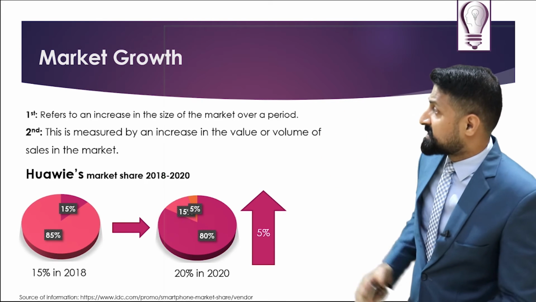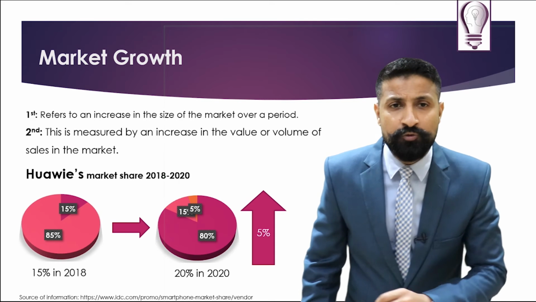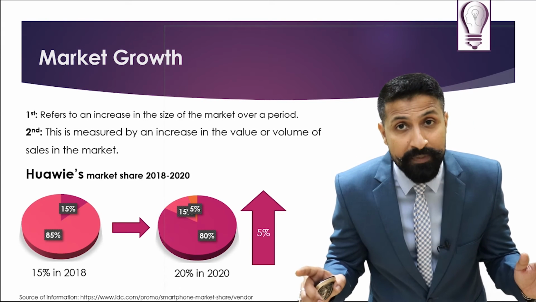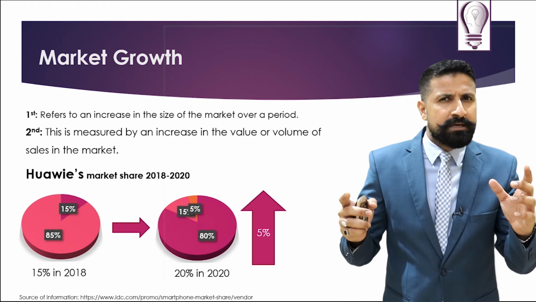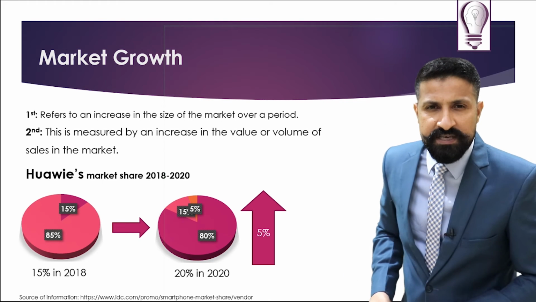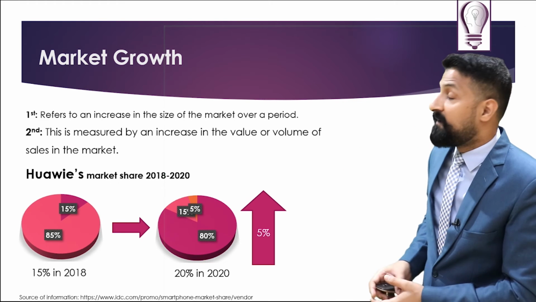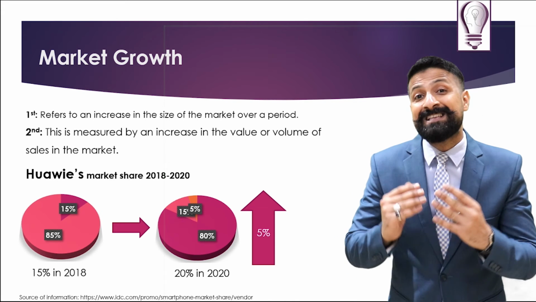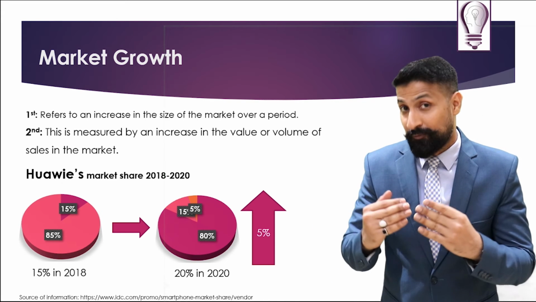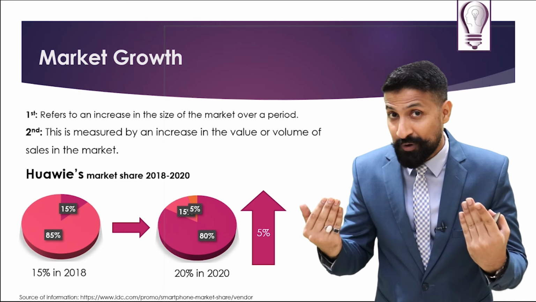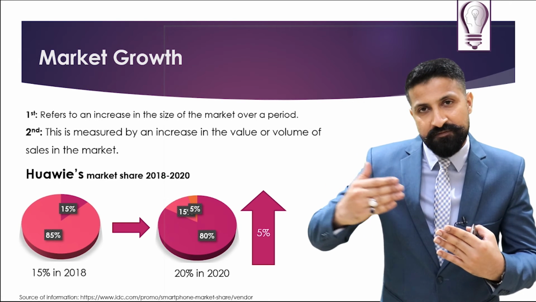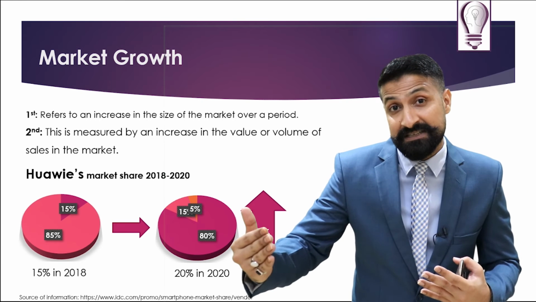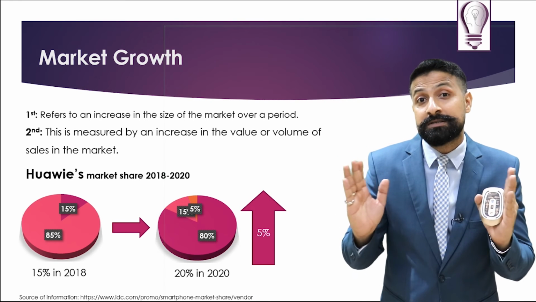If you see the first definition on your screen, market growth refers to an increase in the size of a market over a period of time, so like 1 year approximately. The second definition says this is measured by an increase in the value or volume of sales in the market. If the value is increased, if the volume of sales is increased, this is called market growth.